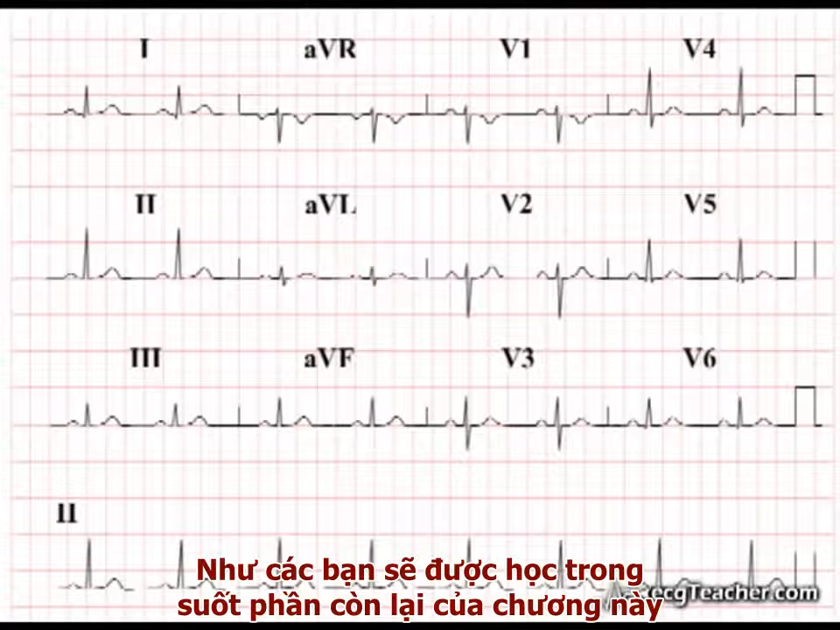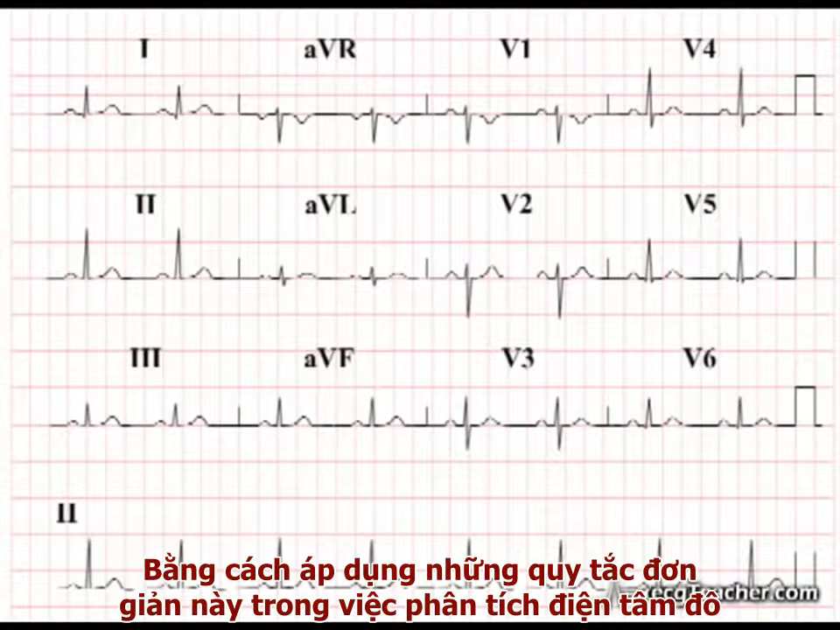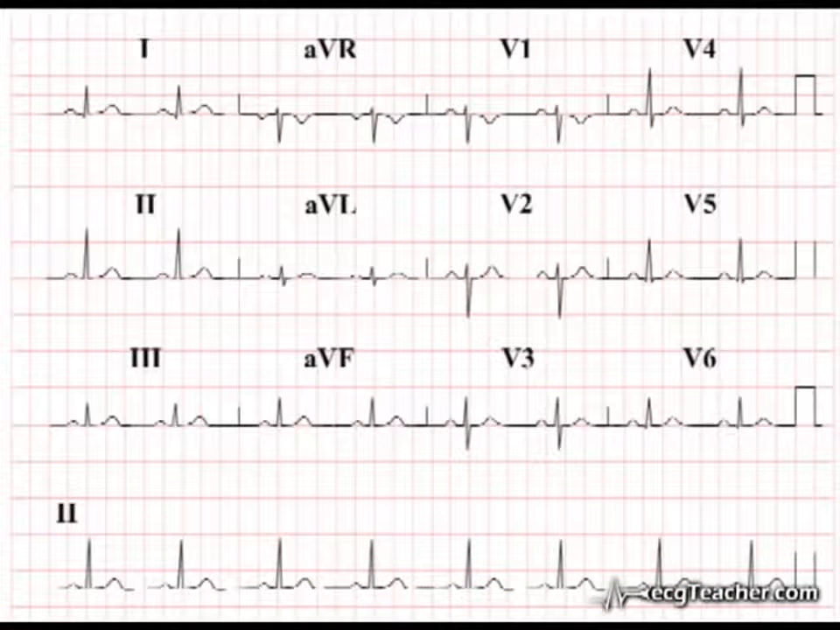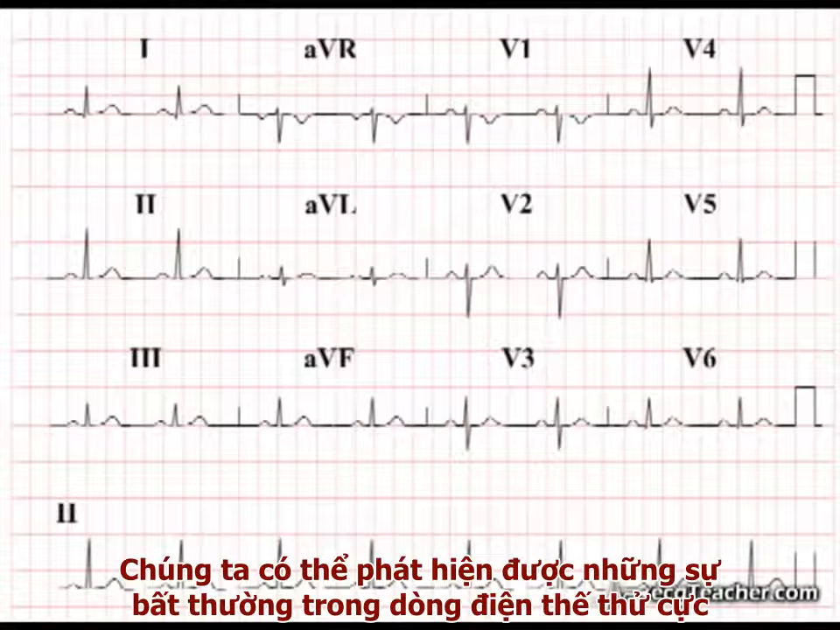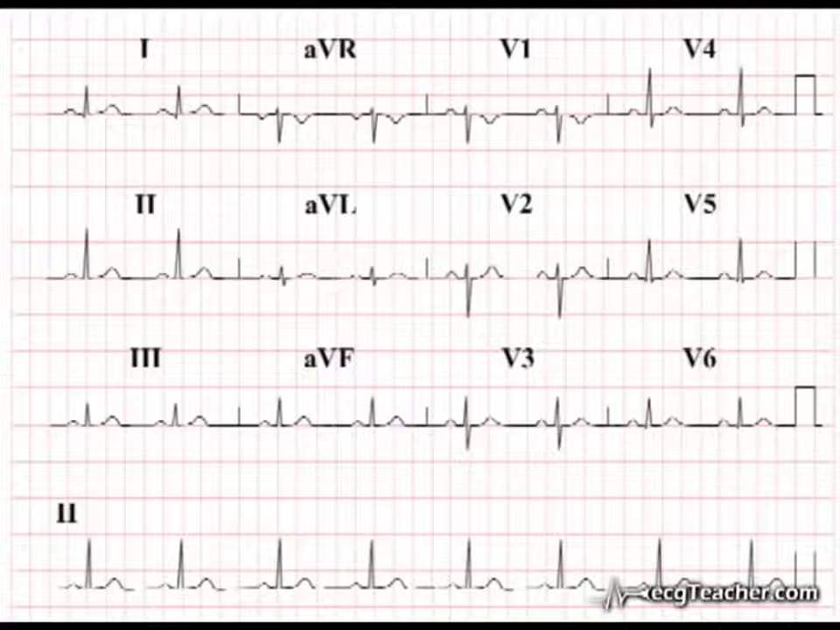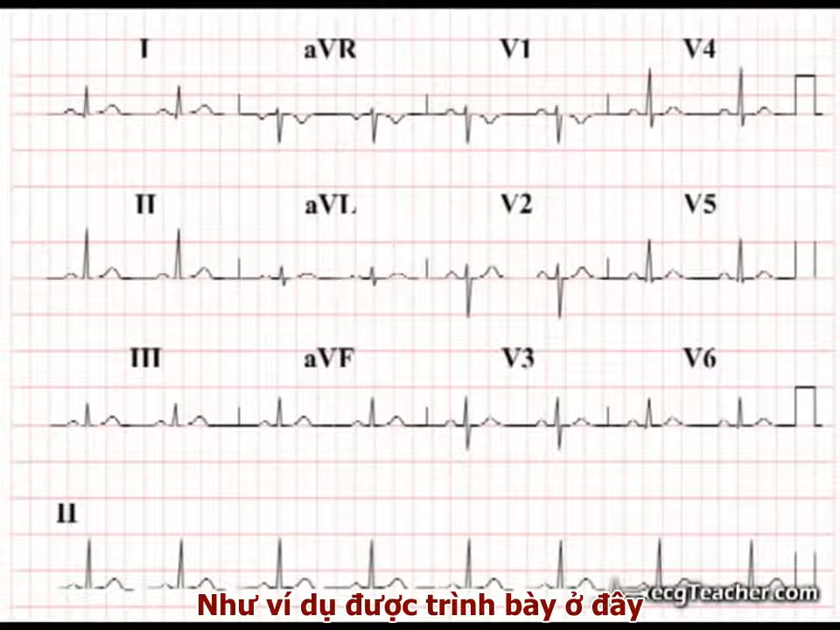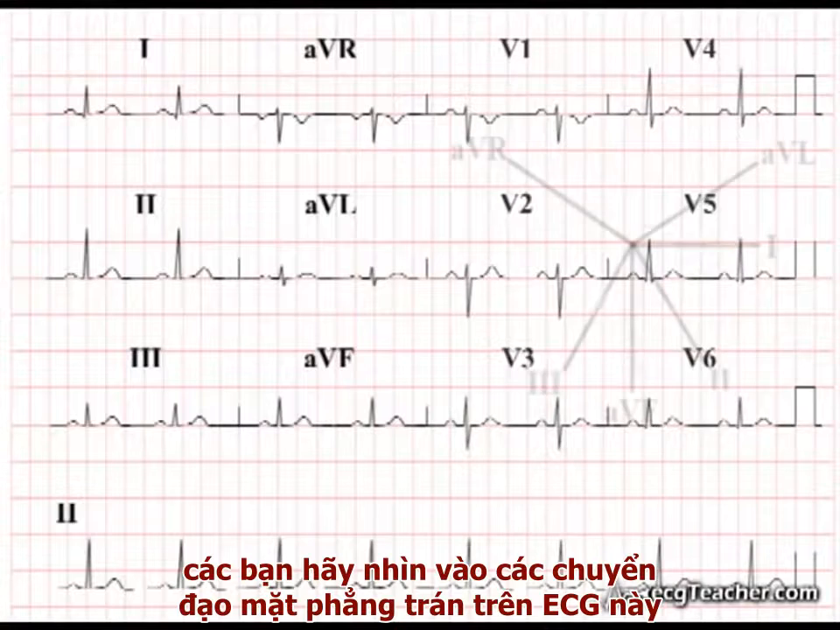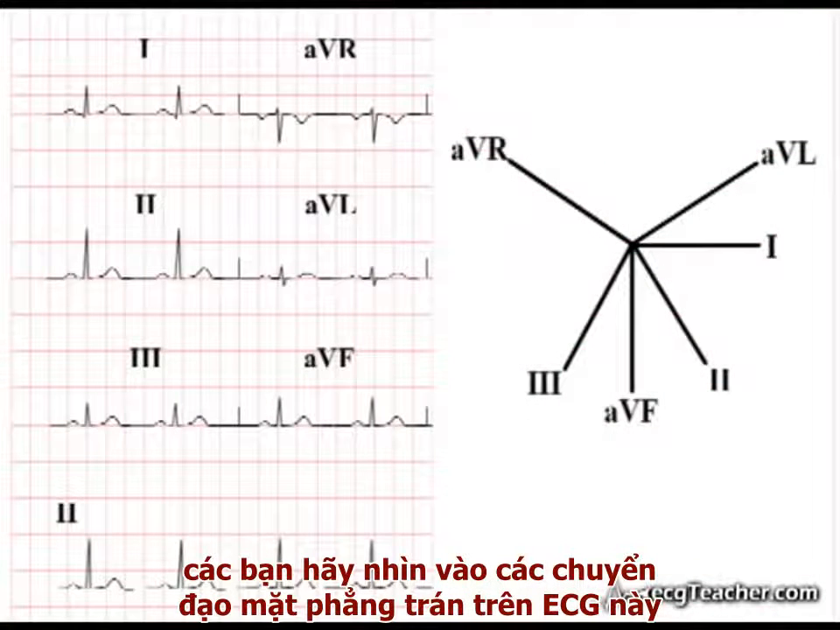As we'll see throughout the rest of this section, by applying these simple principles to ECG analysis, we can detect alterations in the pattern of flow of depolarization in the ventricles and changes in the structure of the cardiac chambers. As an example of this sort of analysis, look at the frontal leads on this ECG.